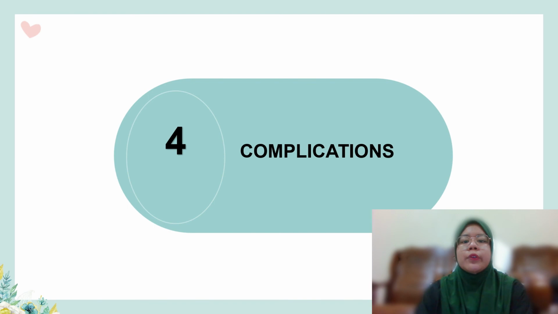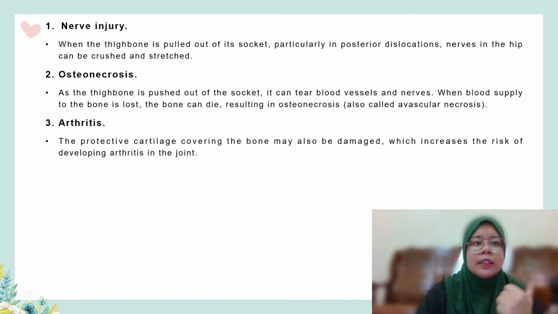Okay, now I want to share with you the complications for these cases. Firstly, nerve injury. It happens when the thigh bone is pulled out of its socket, particularly in posterior dislocation. Nerves in the hip can be crushed and stretched. Second, osteonecrosis. As the thigh bone is pushed out of the socket, it can tear blood vessels and nerves. When blood supply to the bone is lost, the bone can die.